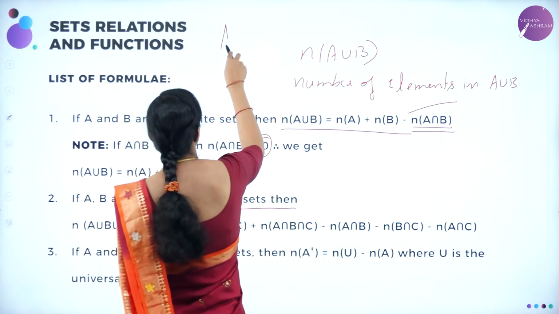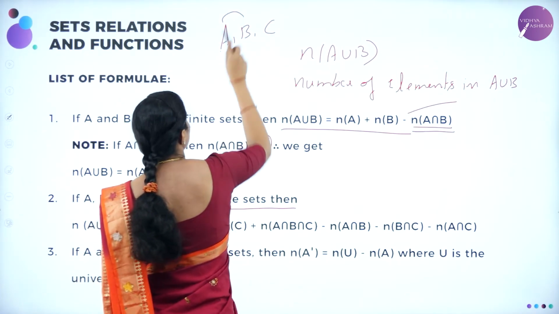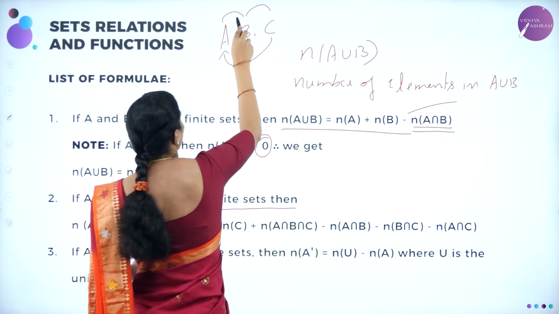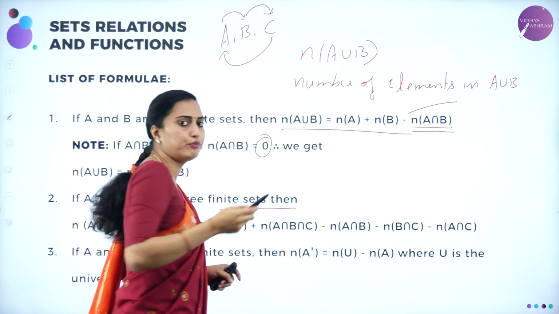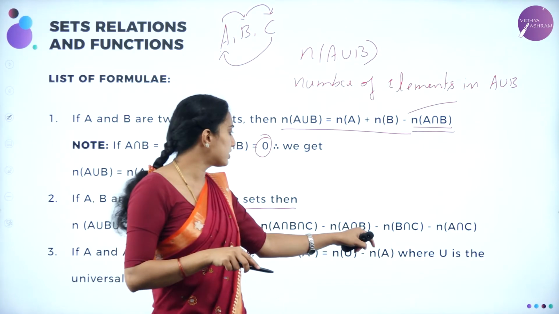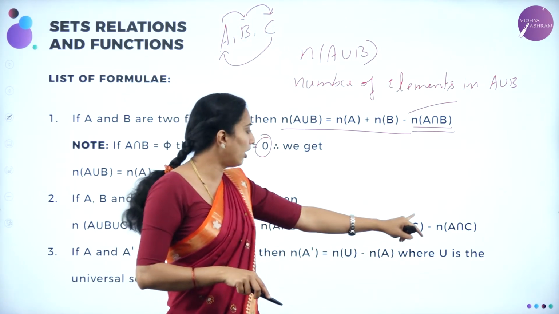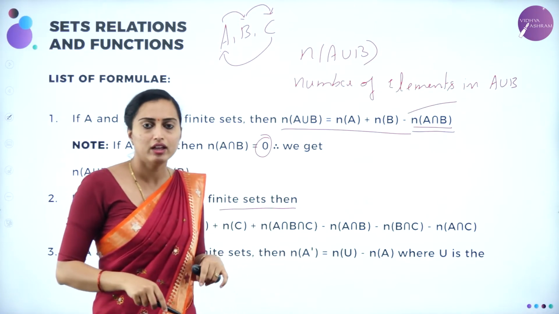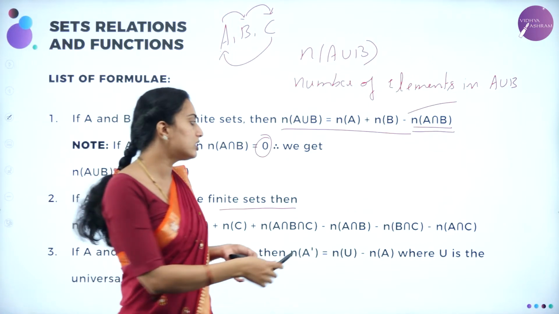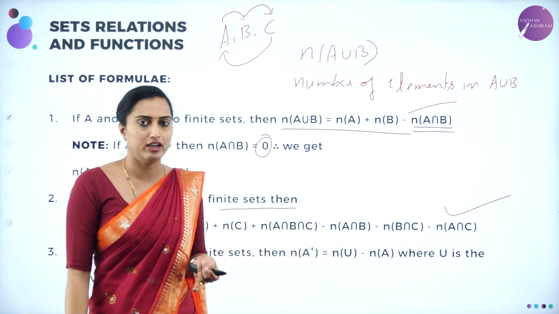Suppose you have A, B and C, with A intersection B, B intersection C and C intersection A. That's it, you have to remember, and you have to put the symbol n of A intersection B minus B intersection C minus C intersection A, or A intersection C. The intersection of the 3 sets you are going to have too, and this is the formula when 3 sets are defined. Understood?